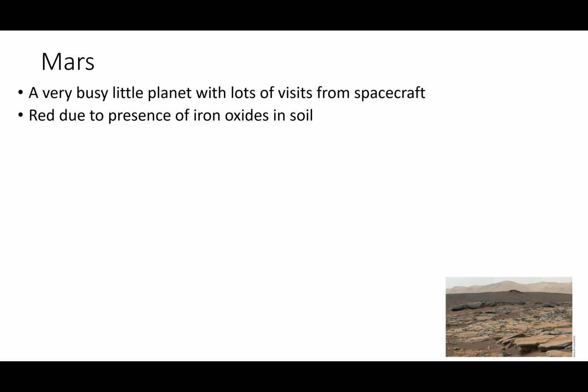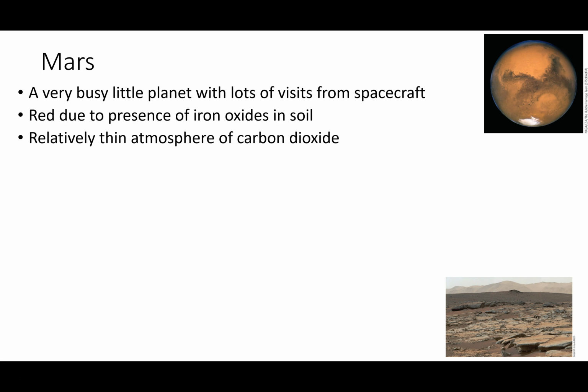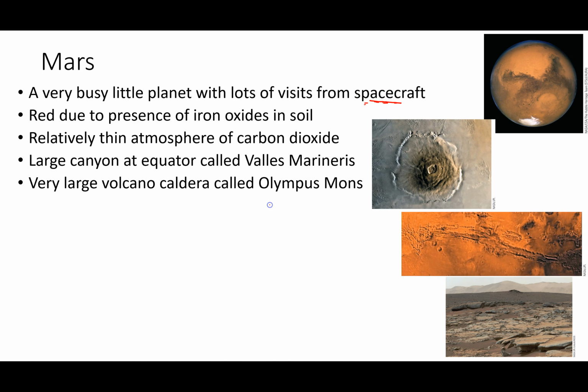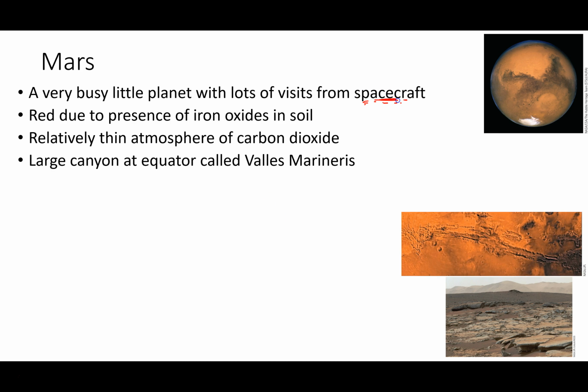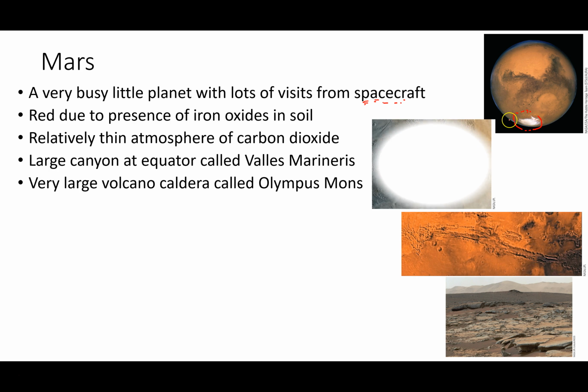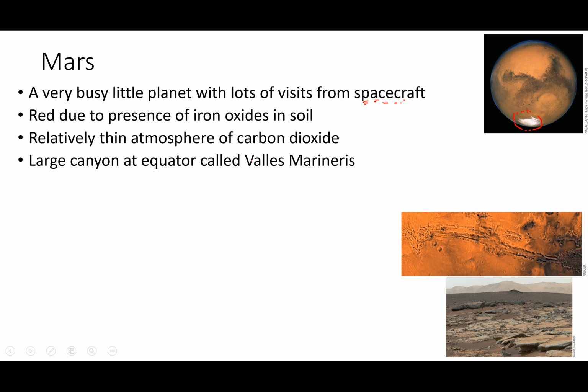Now Mars is a very, very busy planet, and I'm really not quite sure why so many spacecraft visit Mars, but they do, and that's fine. No, I'm just sort of kidding. Anyway, Mars, you can see this actually looks kind of like an ice sheet, and as it turns out, that's not ice, that's frozen carbon dioxide.